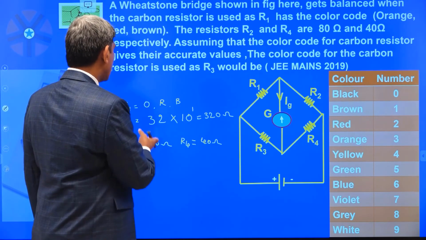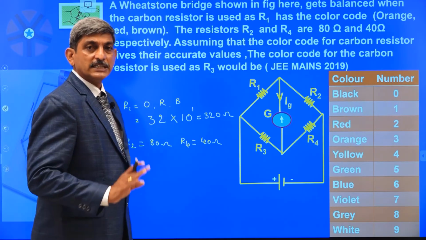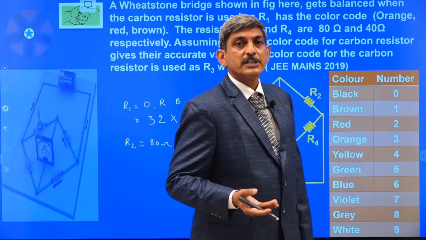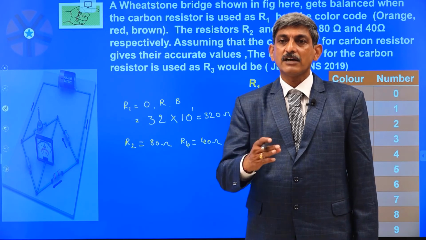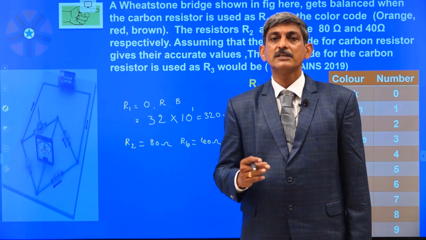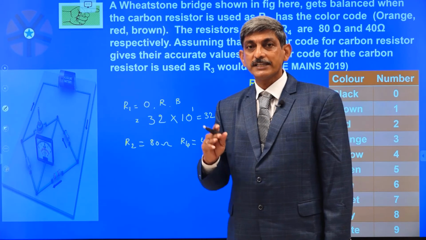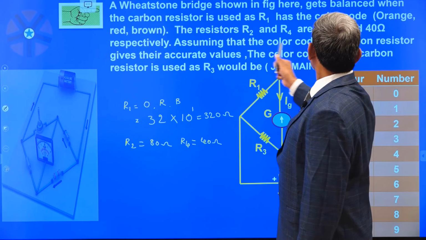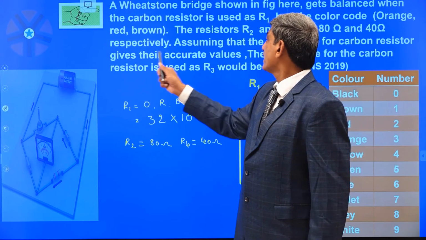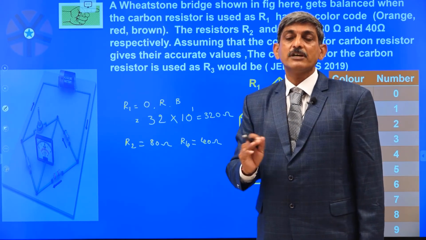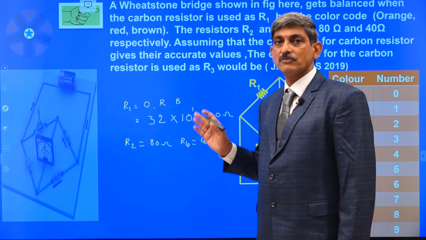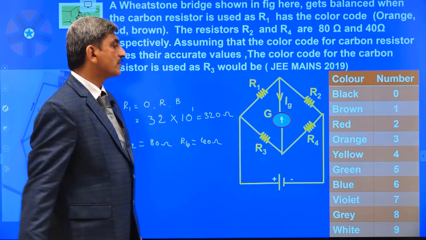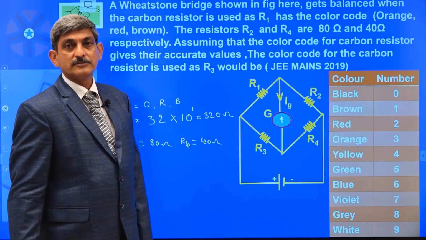So R1 is known, R2 is known, R4 is known. Generally in the carbon resistors, there is some tolerance value in the resistance. Tolerance means the variation of the resistance between two values. But in the problem it is mentioned that the color code of carbon resistor gives their accurate values. That means there is no need to take the tolerance values while solving this problem. Now R1, R2 and R4 are known. We want to determine the R3 value.